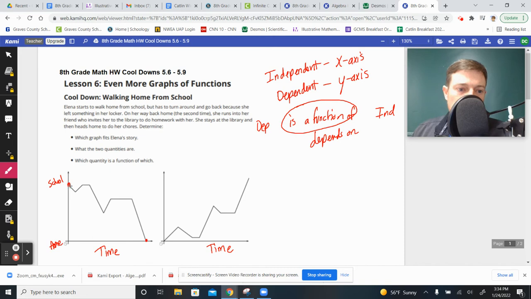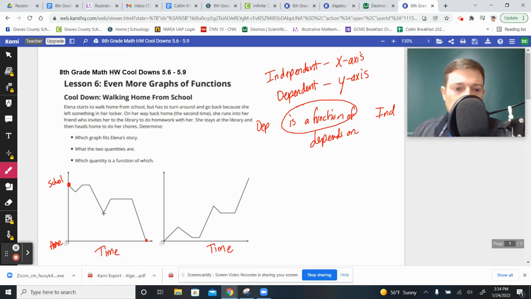So she's on her way home, walking back closer to this place, and then she's like, crap, I forgot my stuff, have to go back to school. She goes back to the school. She's probably rummaging through her locker. And while she's rummaging through her locker to find whatever she was looking for, she gets it. And then on her way back home the second time, she's walking home, she stops and she runs into her friend who invites her to the library to do homework.